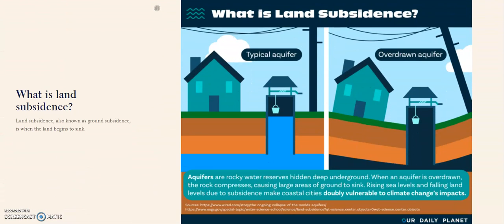I start off the story map by easing the reader into what subsidence is. Land subsidence is when the land begins to sink. The image here gives the public a visual to understand what happens when aquifers are overdrawn. You can see that the ground collapses because of over-extraction of groundwater right here.